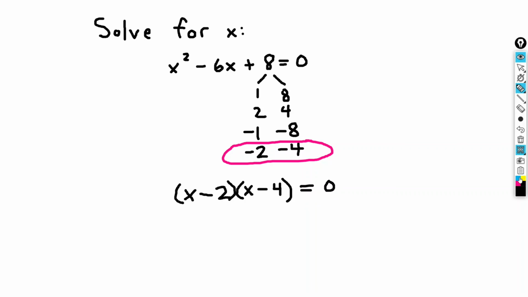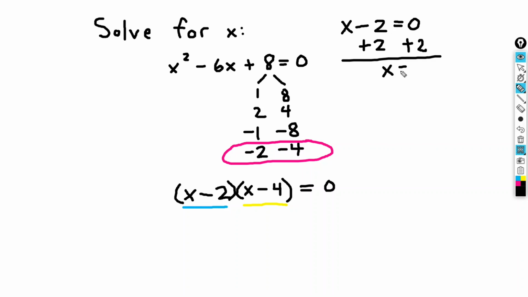So now we're going to use the zero product property. So if x minus 2 is equal to 0, then 0 times whatever x minus 4 is will equal 0. Likewise, if x minus 4 is equal to 0, whatever x minus 2 is times 0 is going to equal 0. So we need to set both of these equal to 0. So I'm going to say x minus 2 equals 0. And to solve for x, we're going to add 2 to both sides of the equation. So one of our solutions is x equals 2.